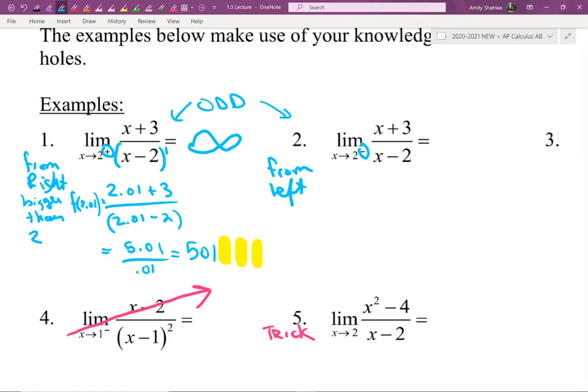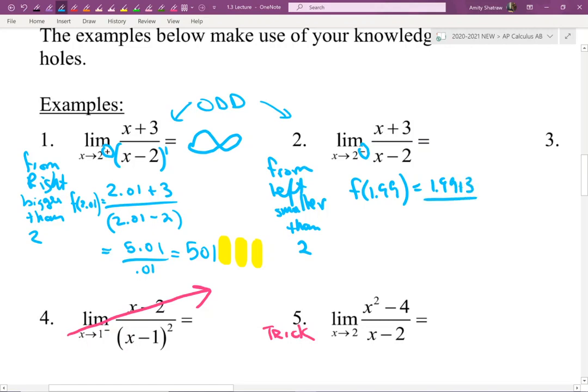But again, let's actually try it. So I'm looking from the left, which is a number that is smaller than 2. And so I'm going to take away just a little bit from 2, and I'm going to end up at like 1.99. Okay, so f of 1.99, this is me evaluating this function at a slightly smaller number so that I don't run into that weird division by 0 problem. And so I have 1.99 plus 3, and that is going to be over 1.99 minus 2, and that ends up being 4.99, and this is a 0.01 that I'm dividing by, so my answer is 499.